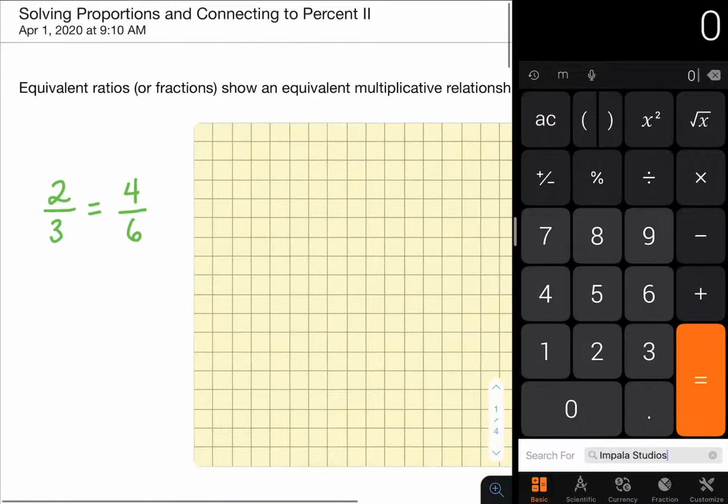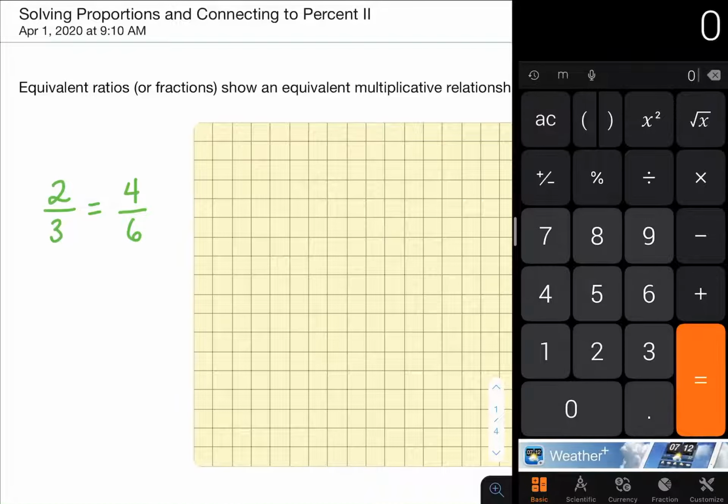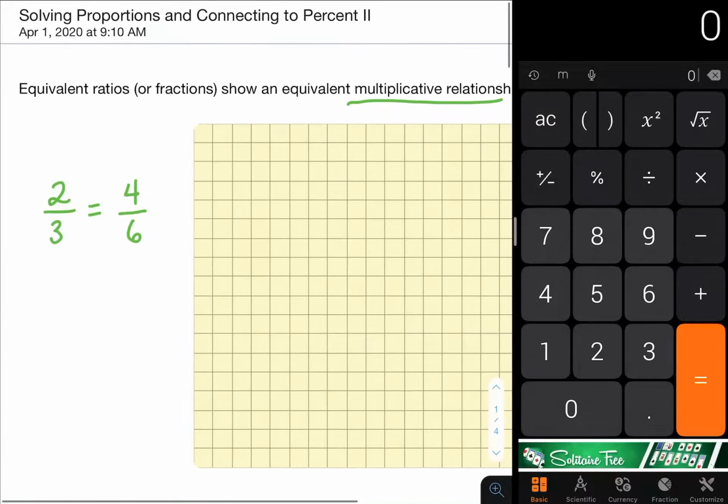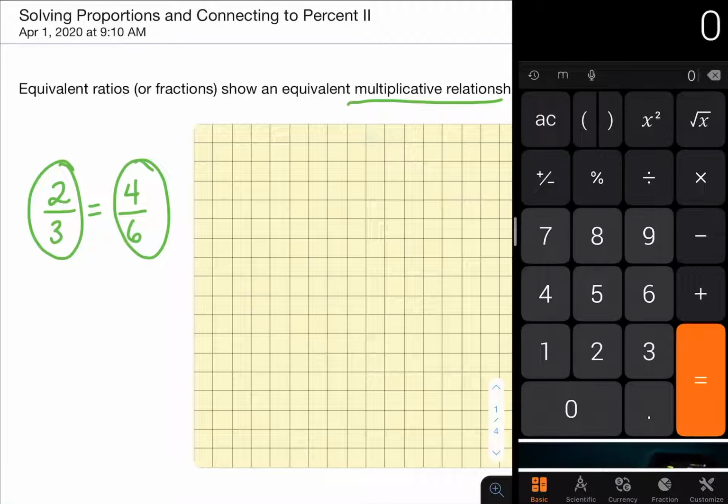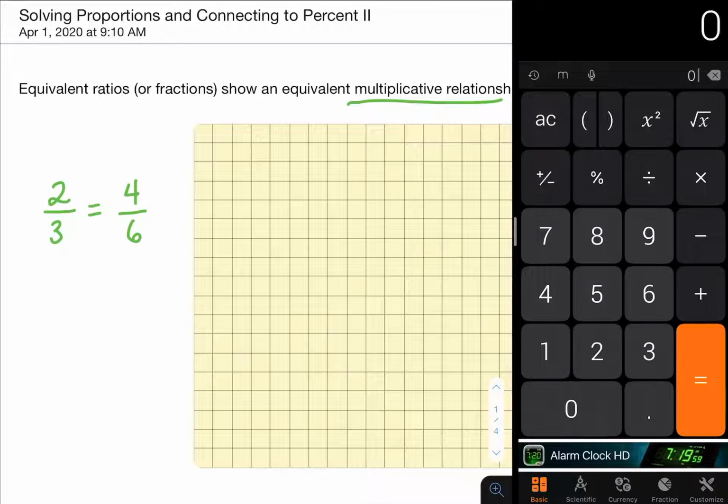So visually we can see that those two ideas are the same because they're describing the same multiplicative relationship between that pair of numbers. Okay, so what we're saying is that 2 relates to 3 in the same way that 4 relates to 6. Okay, so let's see what that looks like visually.